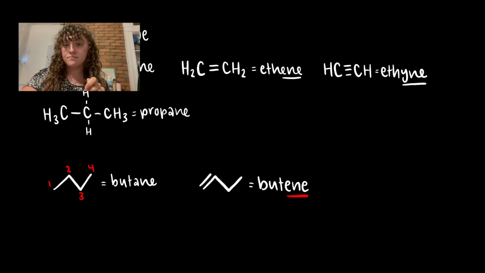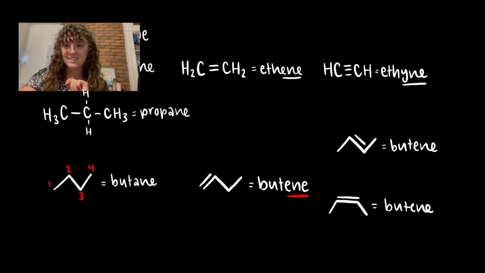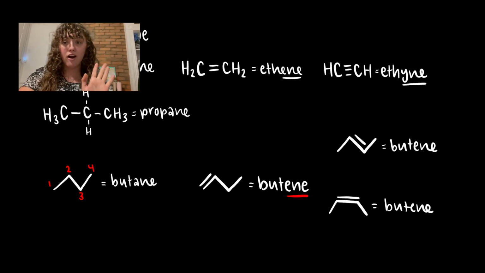But what if I add the double bond in a different place? Instead of on the end, it's in the middle. Or what if I draw the carbons in different ways? This is where organic chemistry gets tricky, and it's often not as simple as just zigzag lines and counting the corners.